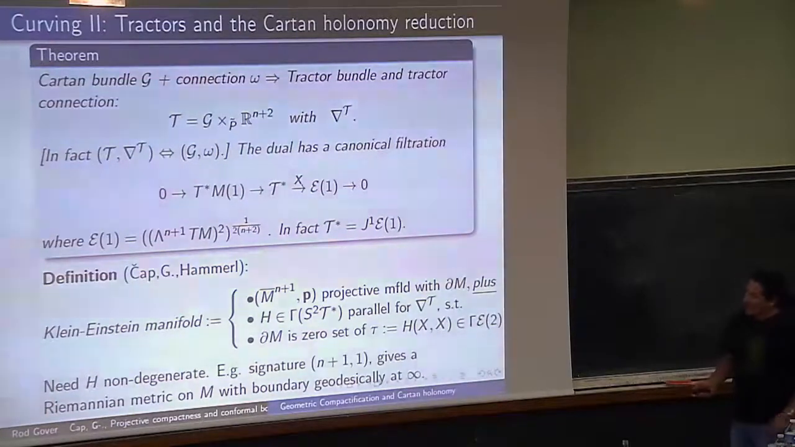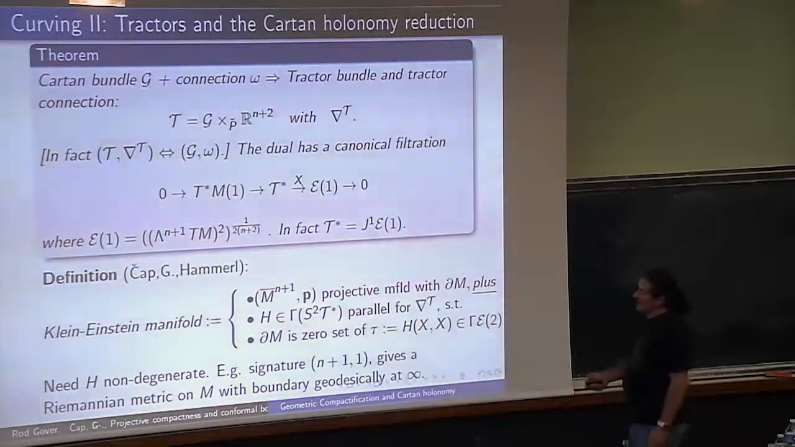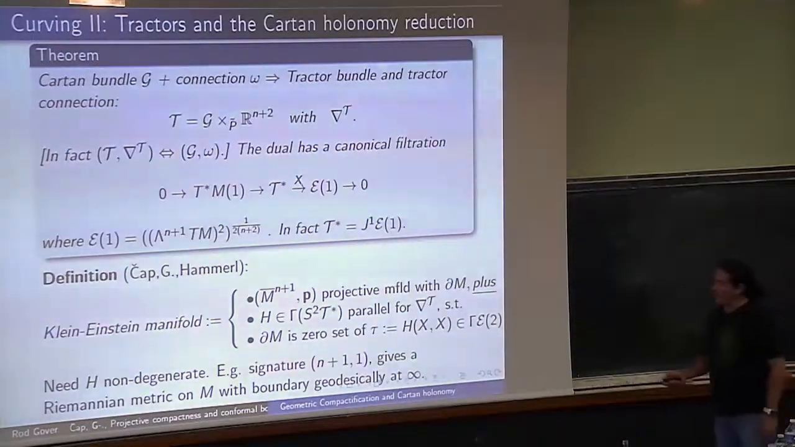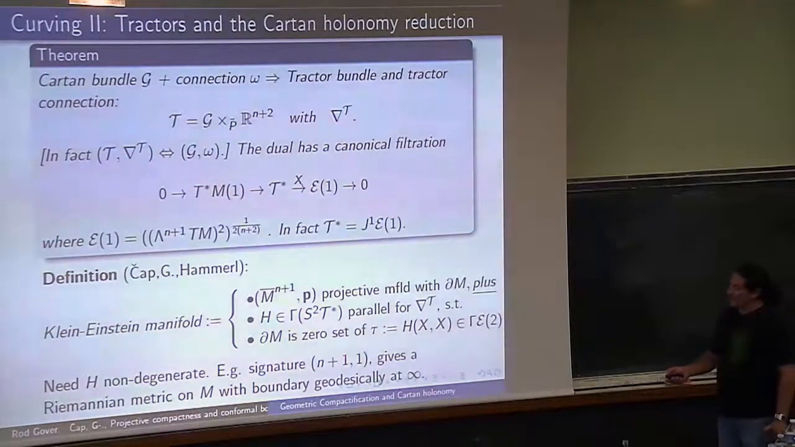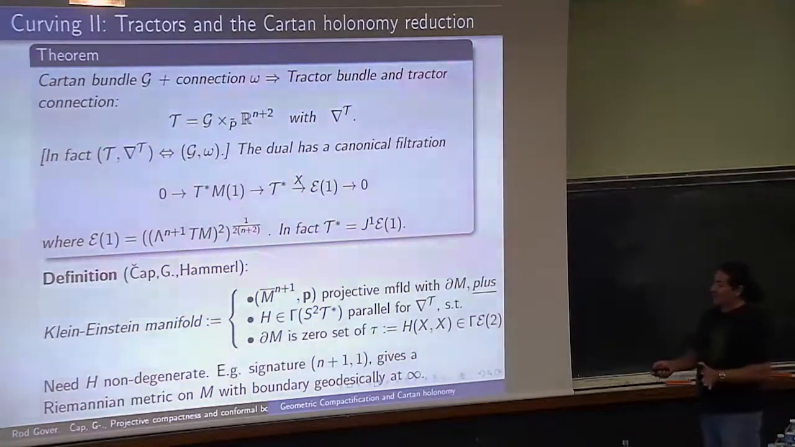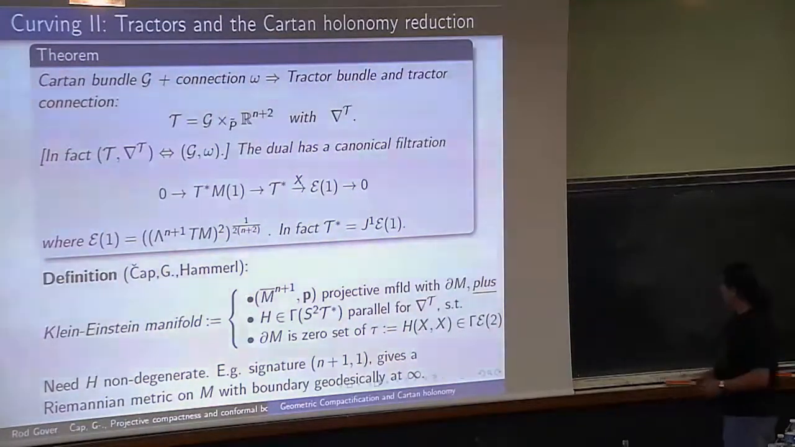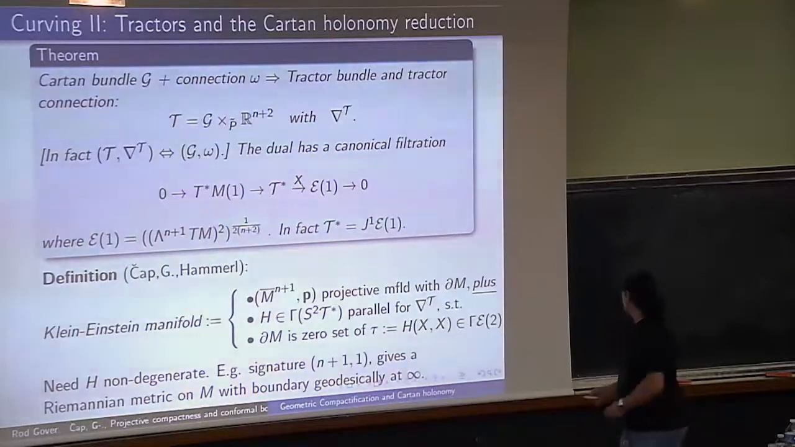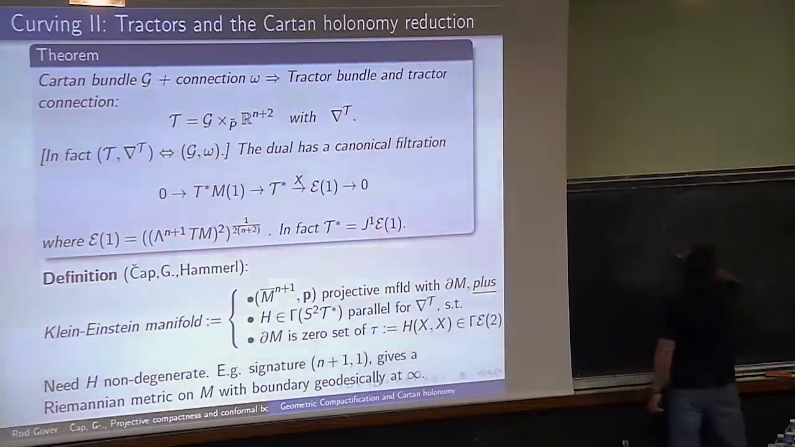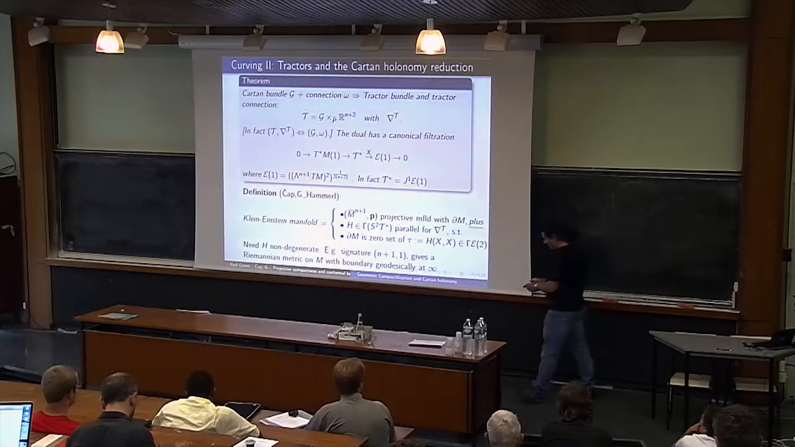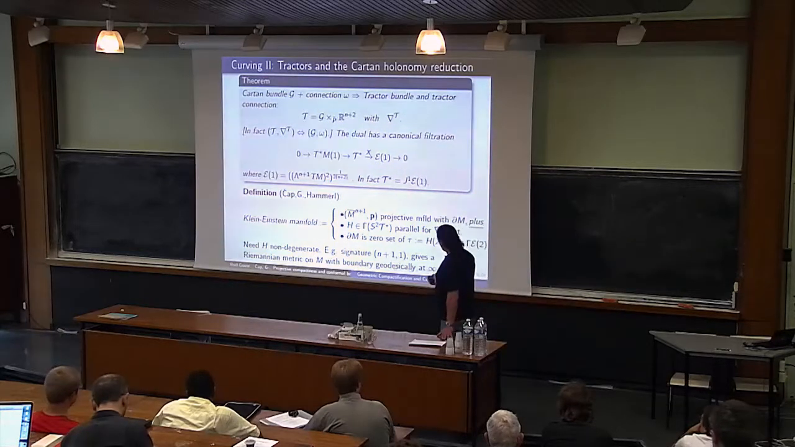Okay, now here, I really want this to be a metric, so we need H to be non-degenerate. So, for instance, if the underlying manifold had dimension n plus 1, and we had this to be signature (n+1, 1), then we could get one of these Klein-Einstein things with a Riemannian metric on the open set. So I want you to sort of picture, again, something like that. Well, it's going to come up on the next slide. So, and we have this parallel tractor on the whole thing.